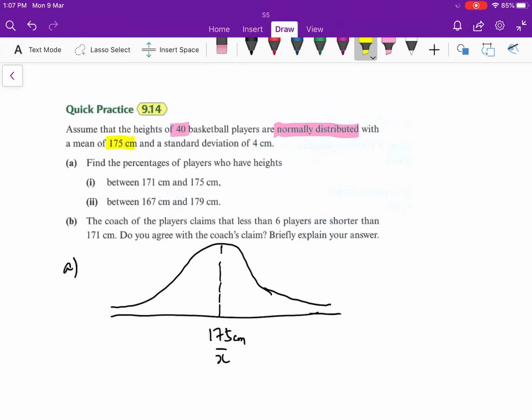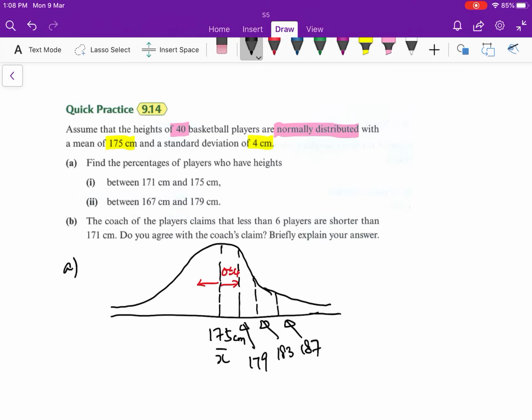The mean, they told you that is 175 cm, okay, this is your mean, and the standard deviation, okay, mean is 175, standard deviation is 4 cm. So what does it mean? It means each standard deviation, okay, is 4, got it? So what we need to do is cut it, okay. So this one, 1 standard deviation is 179, okay.